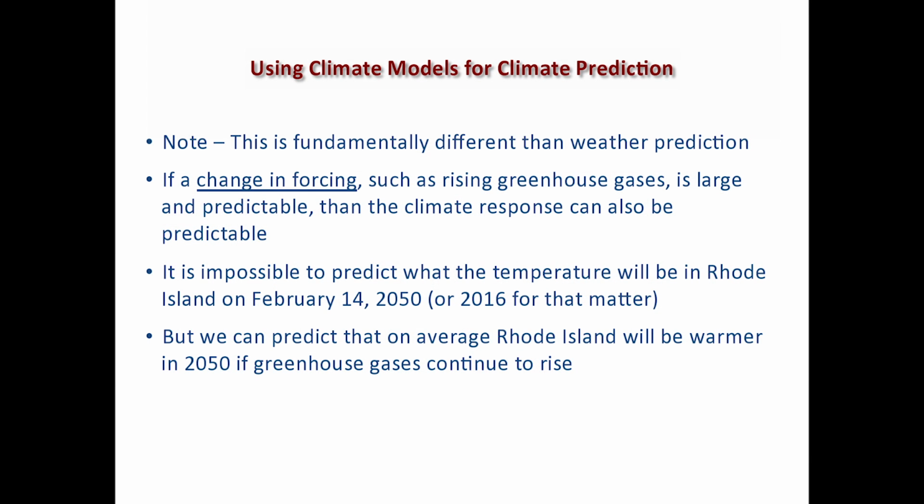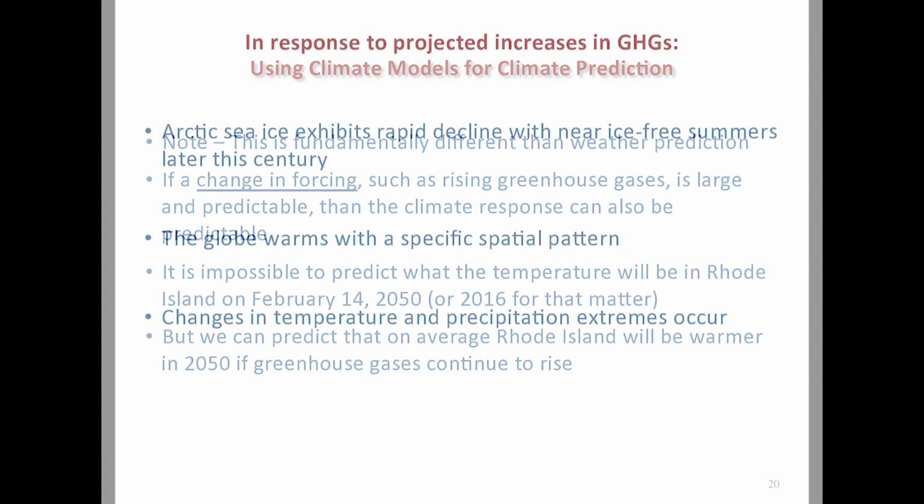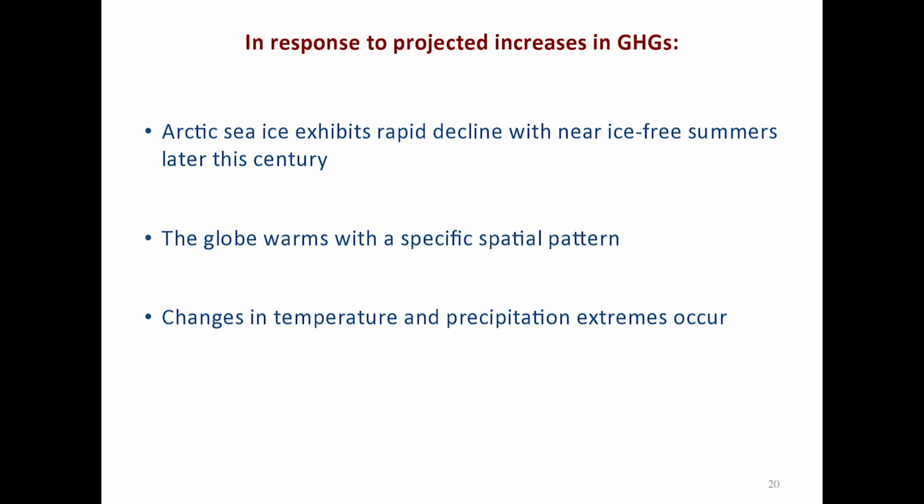Climate models help us understand much more of the changes that are in store. So, for example, they can tell me something about Arctic sea ice behavior under increased greenhouse gases. They can tell me something about how the globe is going to warm, and not only in general that it's going to be warmer, but they can tell me something about the spatial patterns of that warming. And they can also tell me something about extreme behavior, changes in heat waves, for example, or precipitation extremes.